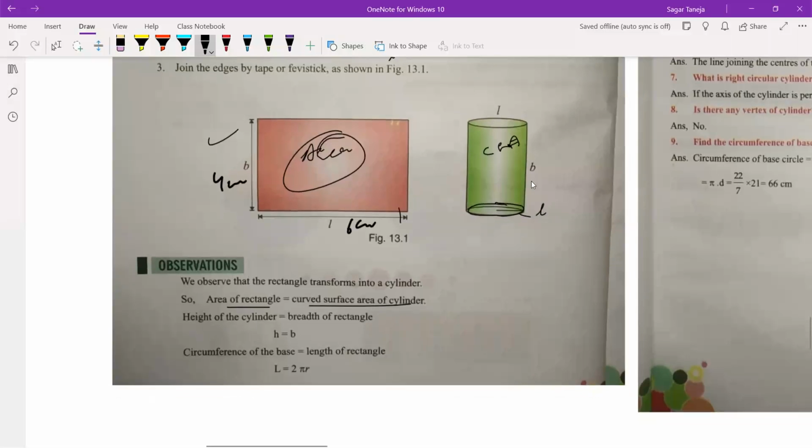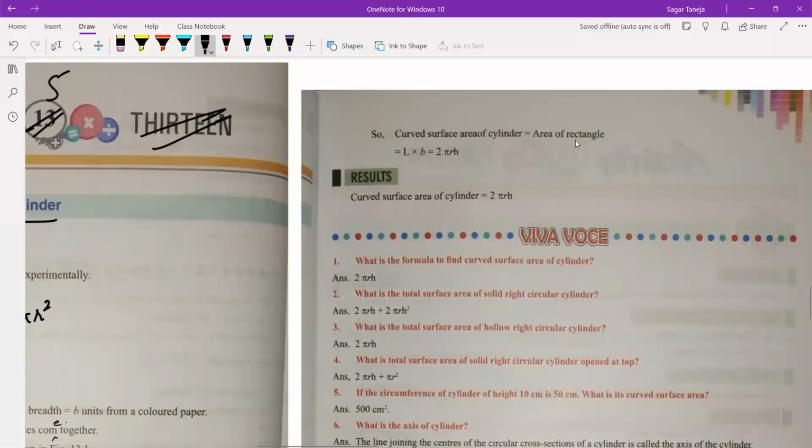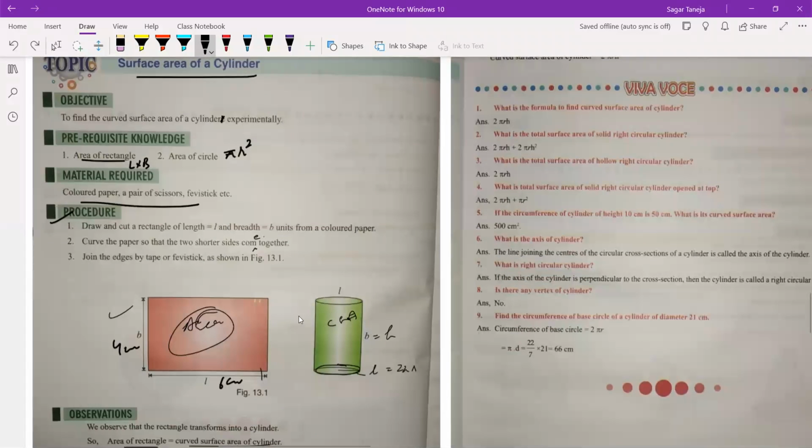Now height of rectangle is B, and circumference of the base is 2 pi r, because this is the circumference of the circle, that is 2 pi r. So that's why length is equal to 2 pi r, and height is this only B. So accordingly, we can write that curved surface area of cylinder is equal to area of rectangle, that is L into B, where L is 2 pi r and B is H. In this way we have derived the area of the cylinder from the rectangle.